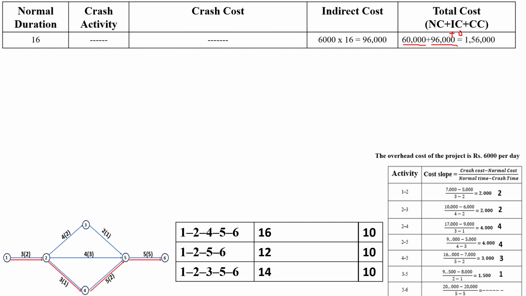So next I have to go for the crashing. Remember, you always have to do the crashing only for critical activities.